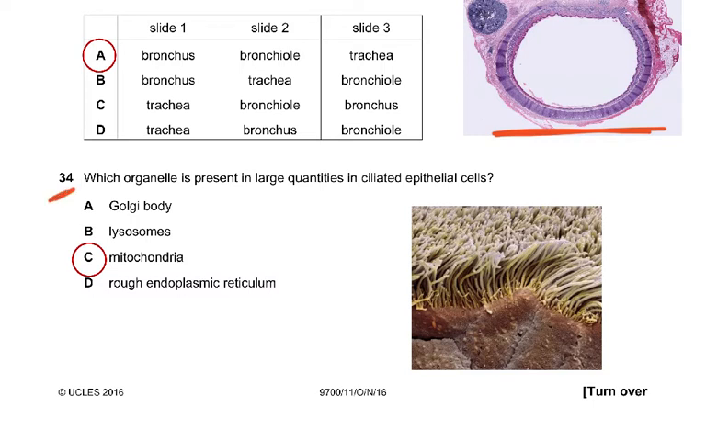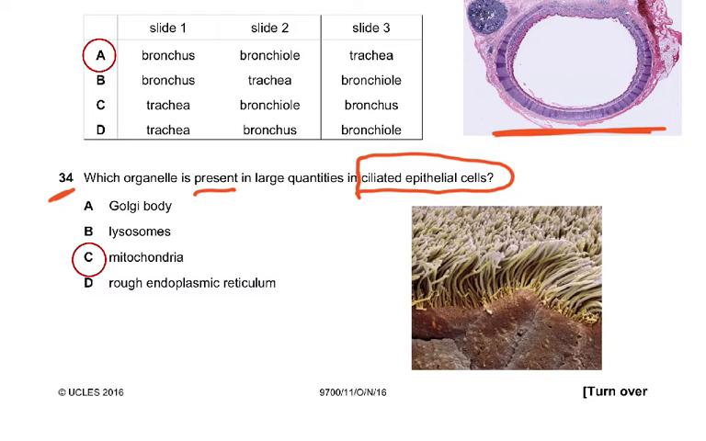Which organelle is present in large quantities in ciliated epithelial cells? Ciliated epithelial cells are like vipers. They have to do a lot of work. And naturally, if they have to do a lot of work, you need a lot of energy. And if you need a lot of energy, what do you need? You need a lot of mitochondria.